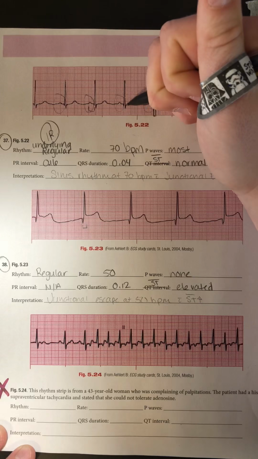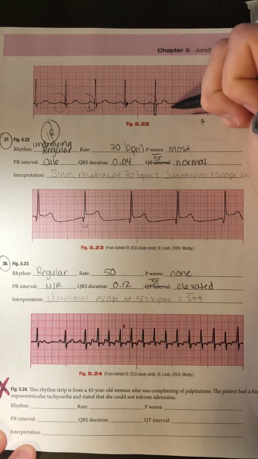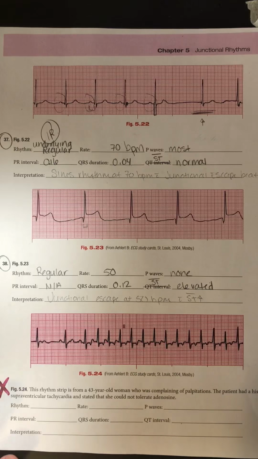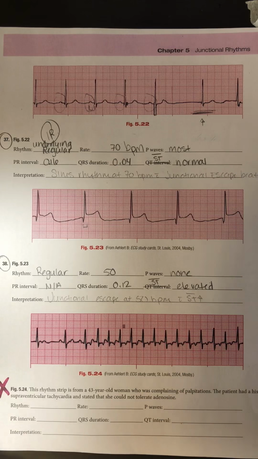So my QRS complex, that's here. And that's right on the isoelectric line. So this beat is obviously junctional. It has no P wave. But it's not a premature junctional beat because it doesn't come early. It doesn't come over here. So we call this a junctional escape beat. So it's a sinus rhythm at 70 beats per minute with a junctional escape beat.